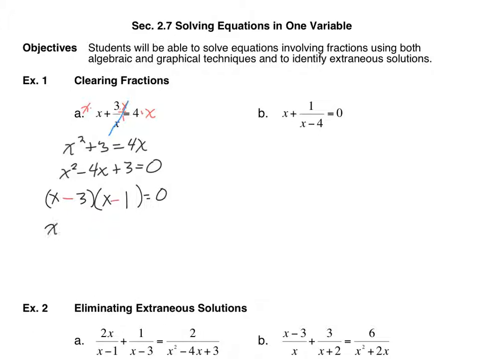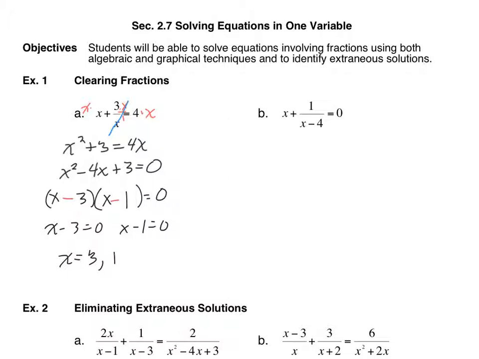Then to solve, we've got x minus 3 equals 0, and x minus 1 equals 0. You could have used the quadratic formula instead of factoring. If you are uncomfortable with factoring, use that quadratic formula. And so what does x equal? 3 and positive 1.